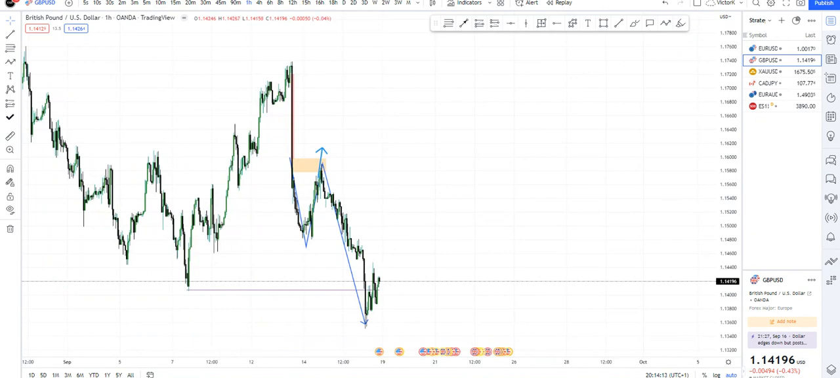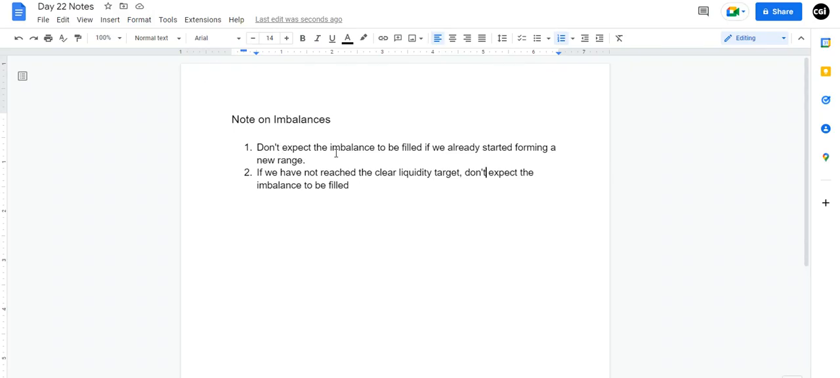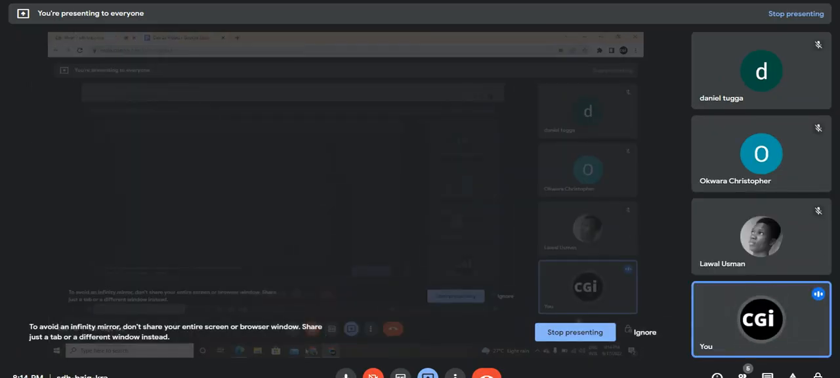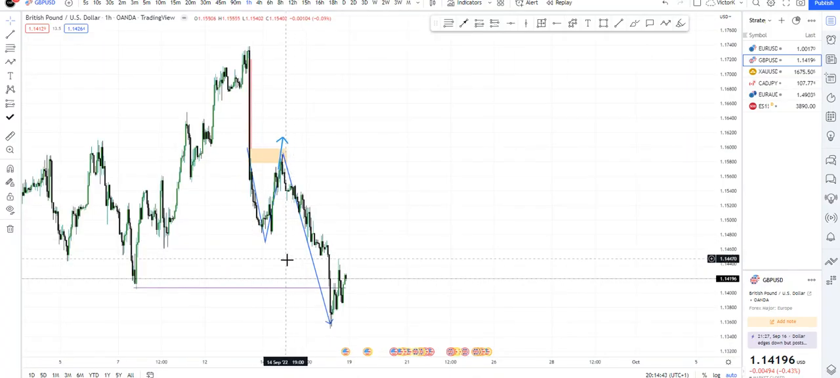So this second rule goes with this first rule. Even if it's not too obvious, go to a lower time frame and check if you have formed a new range. If you have formed a new range and you've not yet reached your liquidity target, don't expect a notable retracement to fill in the imbalance. So that is point number two. Let me see if I can bring up another point.